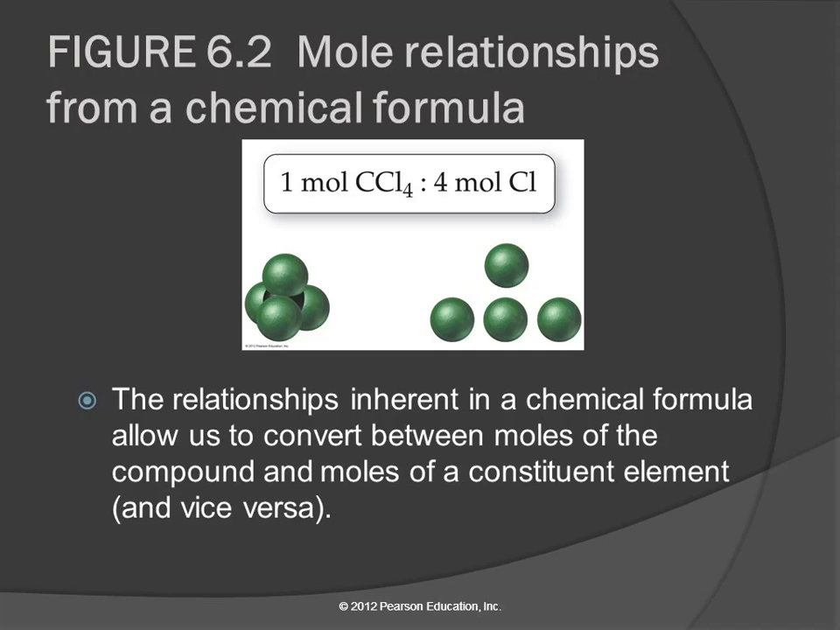So let's look at this slide first. We get relationships from the chemical formula. 1 mole of carbon tetrachloride contains 4 moles of chlorine. We're getting this 4 from the formula. In this molecule, there's 1 carbon atom and there's 4 chlorines. Here's an illustration of that molecule. In one of those, there's 4 little green balls. So if we want to know the number of green balls, we're going to use a 4:1 ratio.